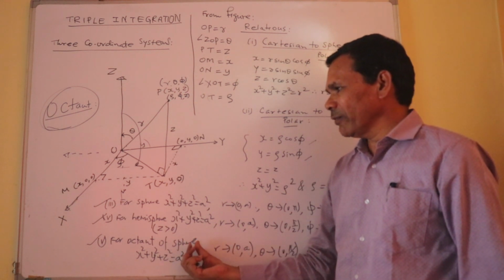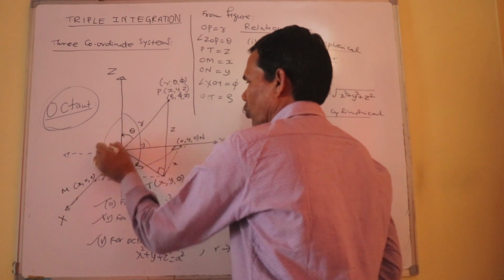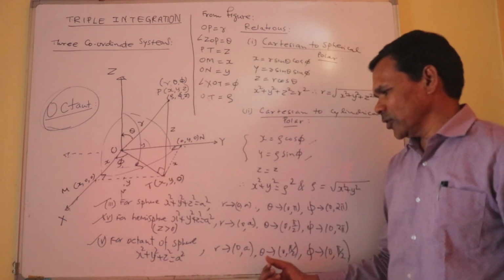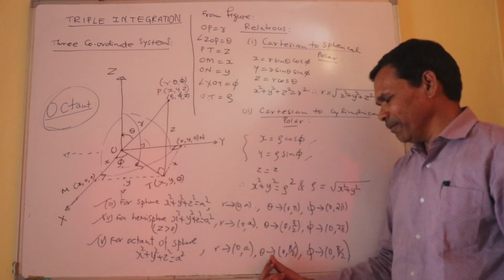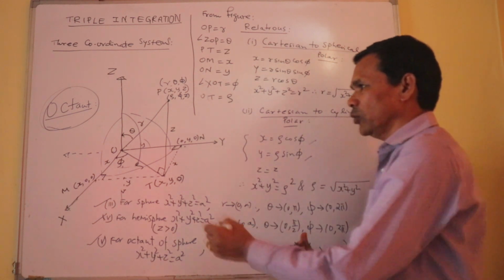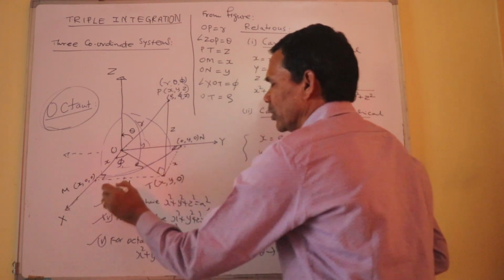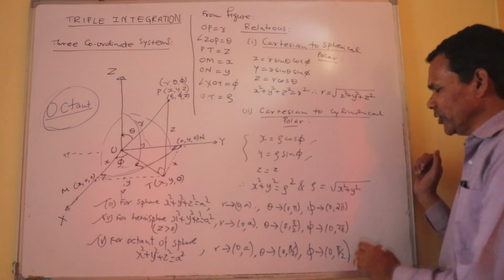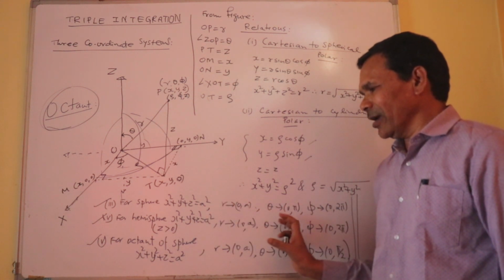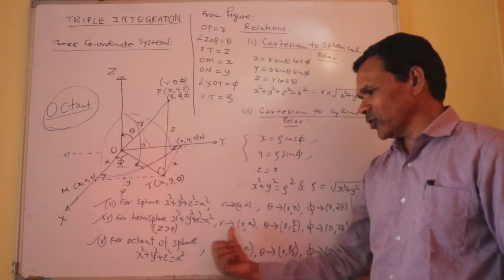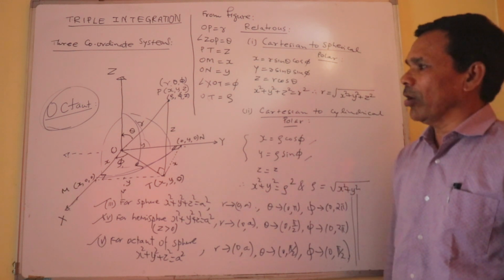Similarly, if you consider an octant of the sphere, octant means only in this plane. So it is this surface of the sphere where r naturally goes from 0 to a. Theta varies from 0 to pi by 2, that is this position, and phi varies from here to here for the octant of the sphere. So this is the way we get these limits to transform a sphere into spherical polar coordinates.